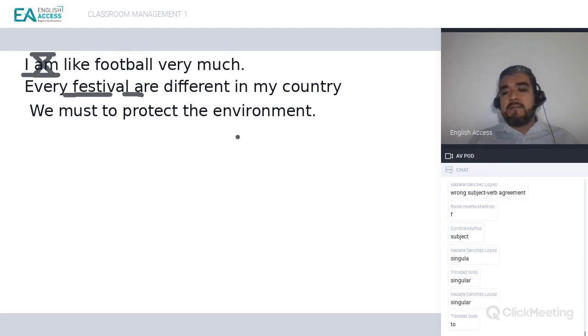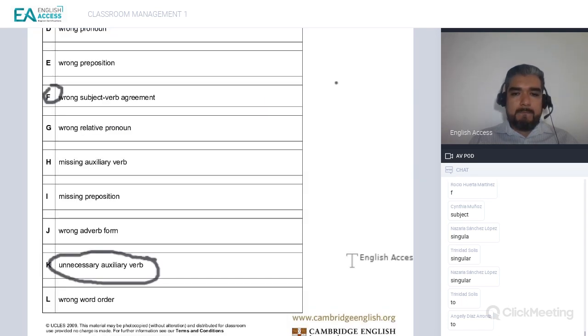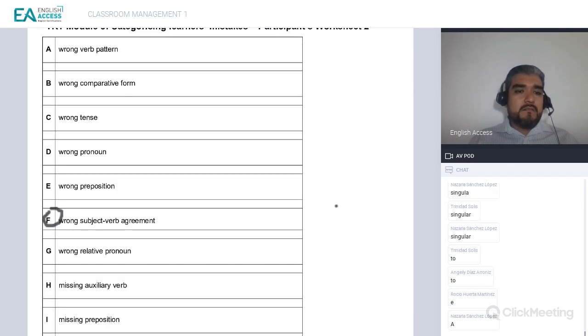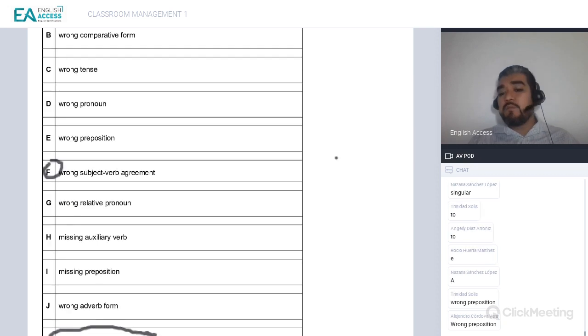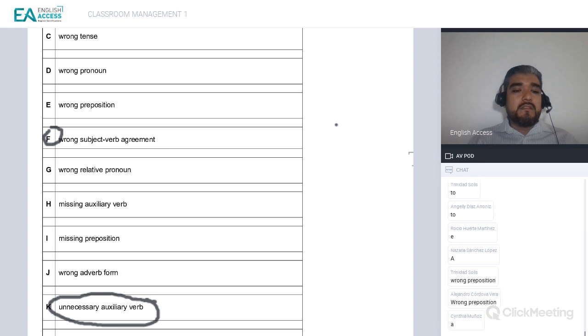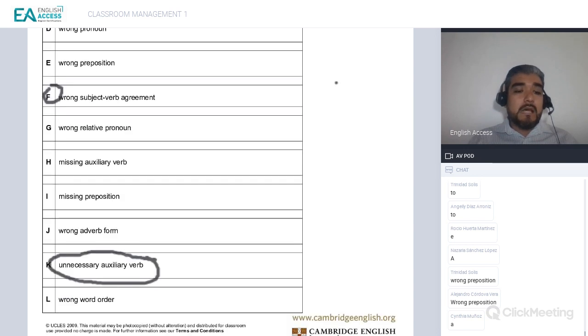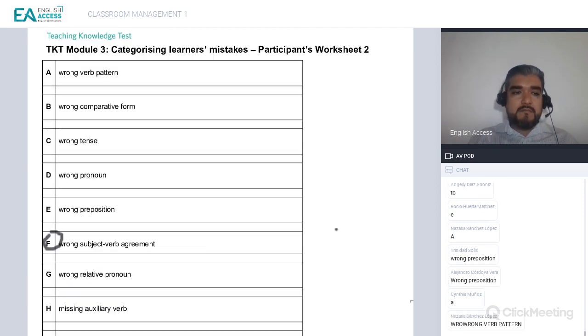We must to protect the environment. Yeah, the to, right? It should be we must protect, right? Okay. What is the type of mistake? Verb pattern, comparative, word tense, wrong pronoun, wrong preposition, wrong relative pronoun. The ones we use cannot be repeated, okay? Missing auxiliary, missing preposition, wrong verb, adverb, sorry, wrong word order. What do you think? Verb pattern, letter A. Wrong preposition, says Alejandro. Wrong preposition, says Trini and Alejandro.